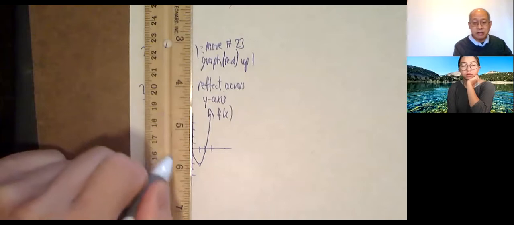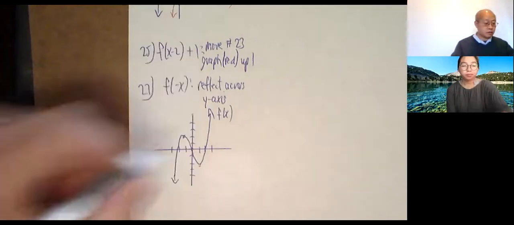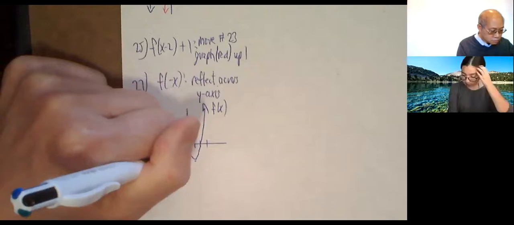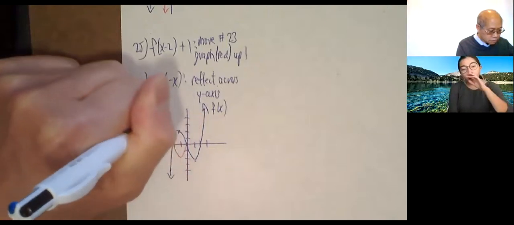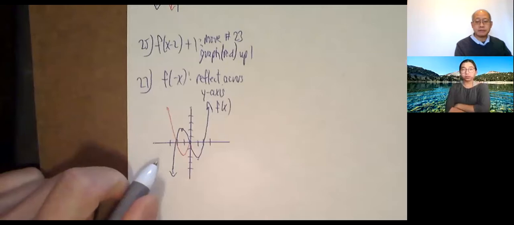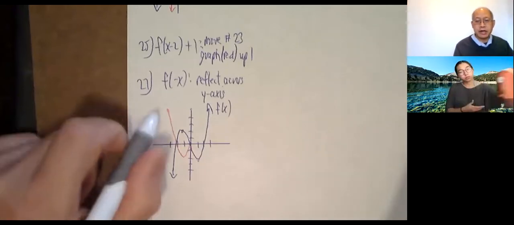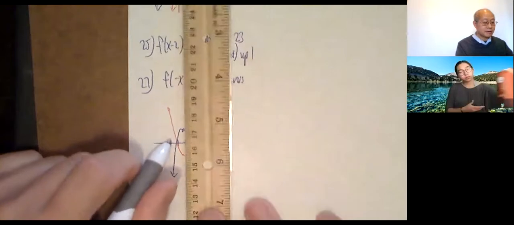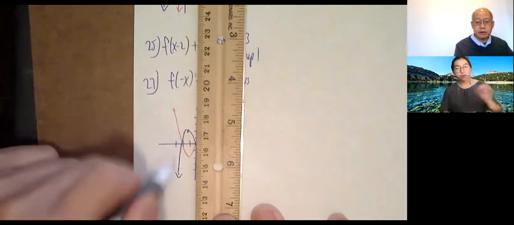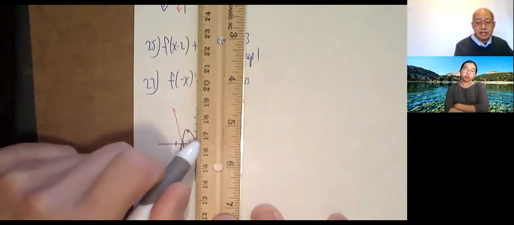I have to keep that in mind because once I see the blue graph, I might get confused. But I'm going to try to go like that. Okay, so there's that part. Now you have to pretend that red's not there. Look only at the blue. Forget the red now. Reflect across the y-axis. I'm going to get something like this, right?